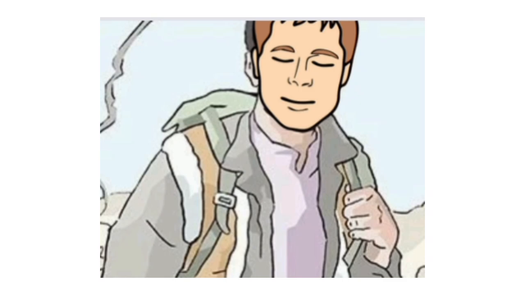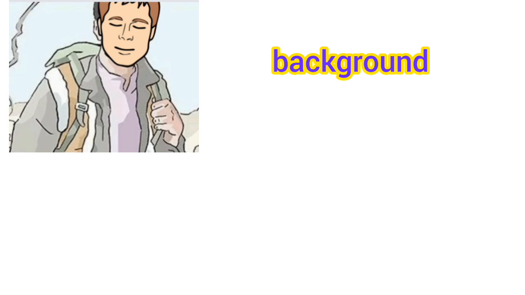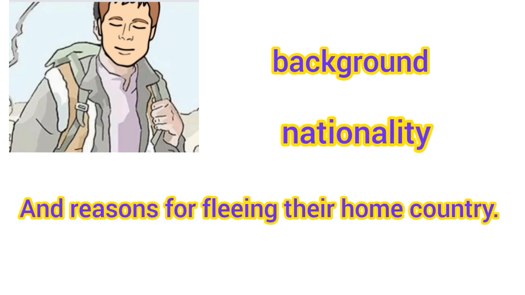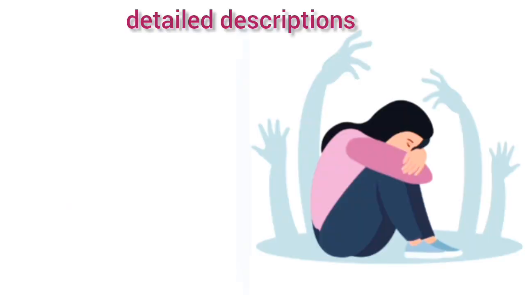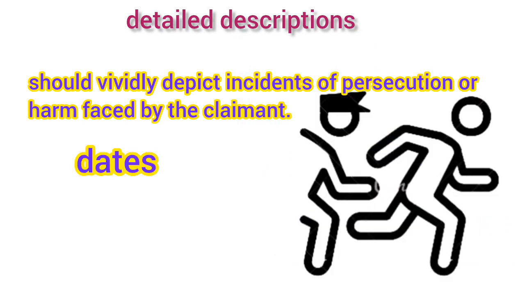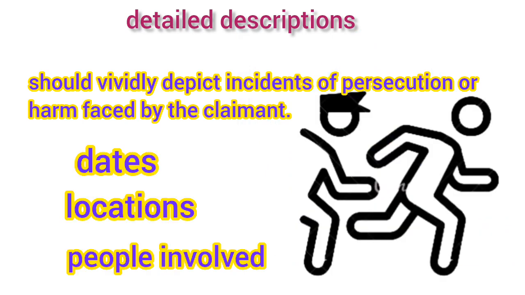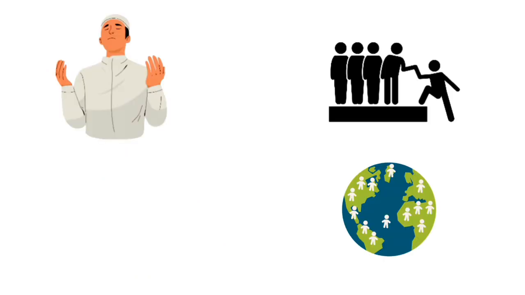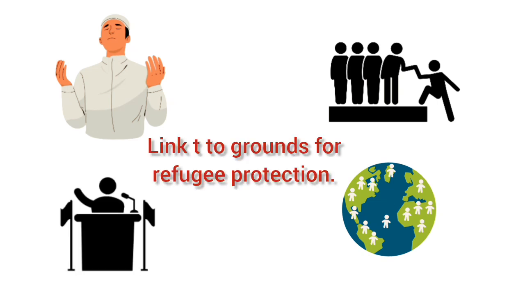The narrative should start with a clear introduction of the claimant. This includes background, nationality, and reasons for fleeing their home country. This introduction provides context for the narrative. The narrative's core is in its detailed descriptions. It should vividly depict incidents of persecution or harm faced by the claimant. Critical details like dates, locations, and people involved are essential. The narrative must link these experiences to grounds for refugee protection. These grounds include race, religion, or political opinion.